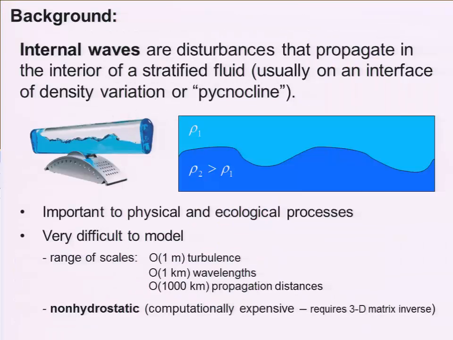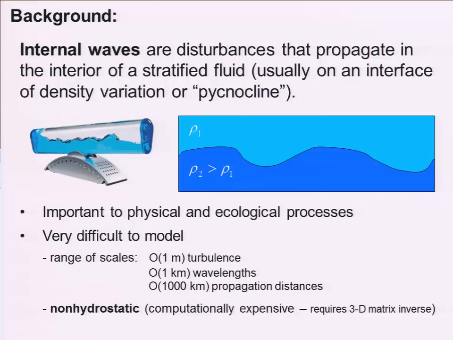So just to give you a brief background, internal waves are disturbances that propagate in the interior of a stratified fluid, usually on an interface of density variation, or what's called a pycnocline. And this variable rho represents the density, and in this situation we have fresher and warmer water sitting on saltier and heavier water.